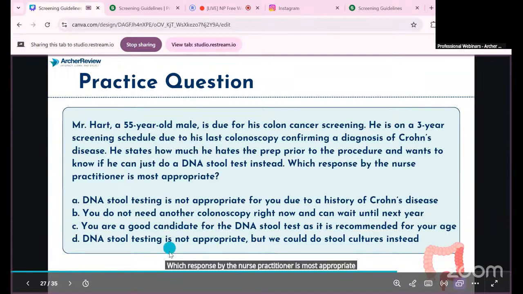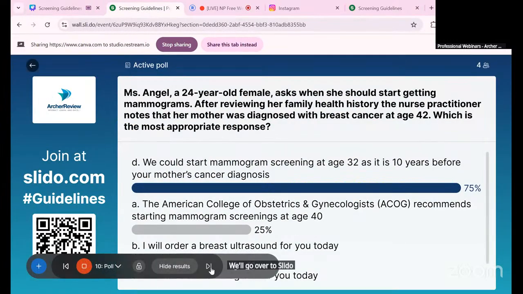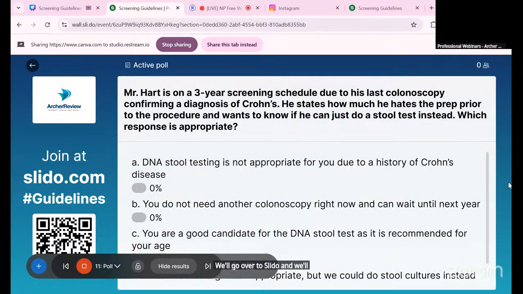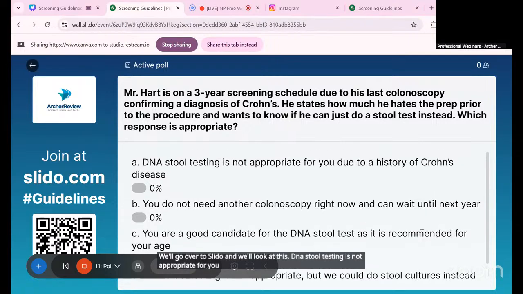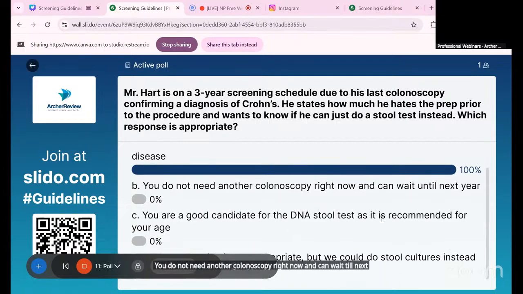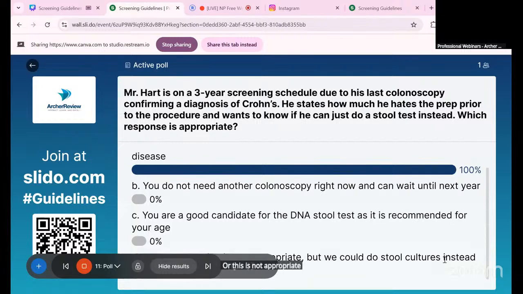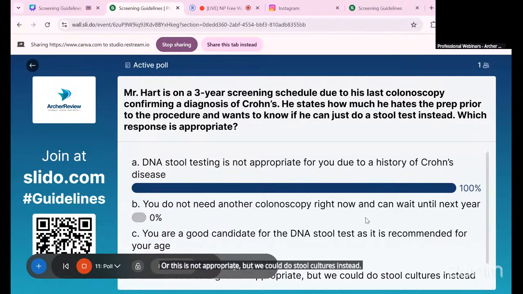So I want you to think about here. We'll go over to Slido and we'll look at this. DNA stool testing is not appropriate for you due to a history of Crohn's. You do not need another colonoscopy right now and can wait till next year. You're a good candidate for the DNA stool test, or this is not appropriate, but we could do stool cultures instead. So, what are you guys thinking?